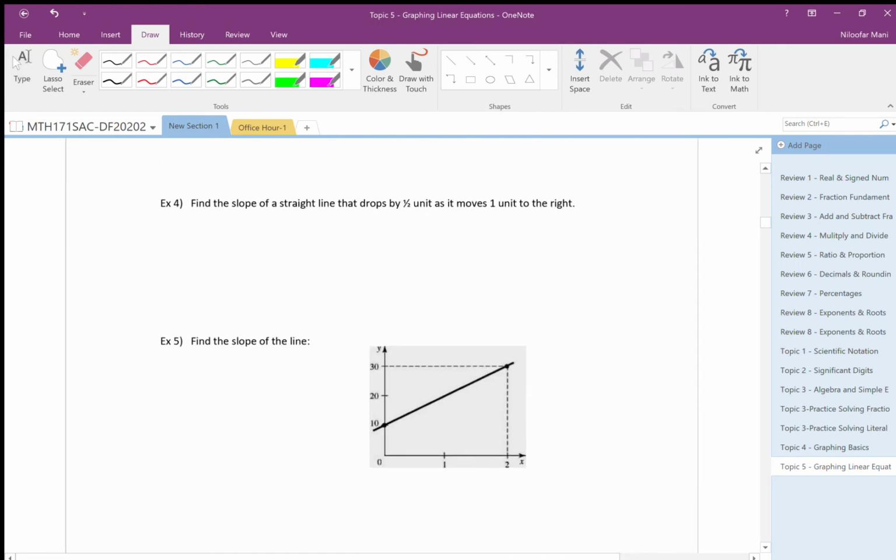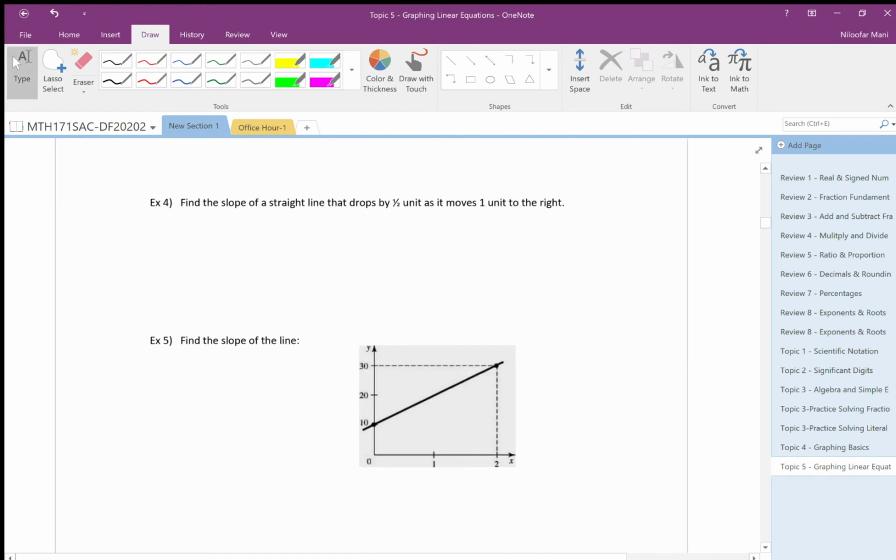Okay, so we do some examples and then we continue. Find the slope of a straight line that drops by half a unit as it moves 1 unit to the right. Okay, so see, it says drop. When it says drop, it's up and down and goes to the right.